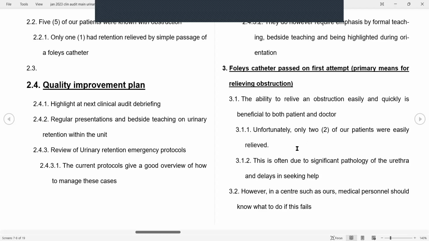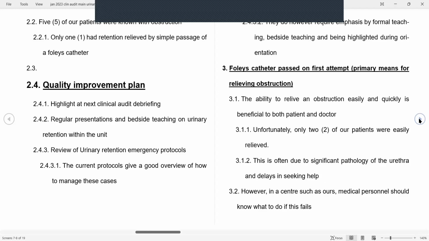And once you have that relief, great. It goes in, the urine comes out, and the patient feels much better. Unfortunately, in our setting, a lot of our patients come after they've been symptomatic for quite some time, with very distended bladders or chronic obstructions, and they've removed their catheters. There's a lot of things that cause it. And you need to know what to do if it fails.